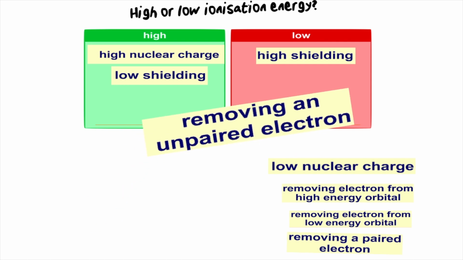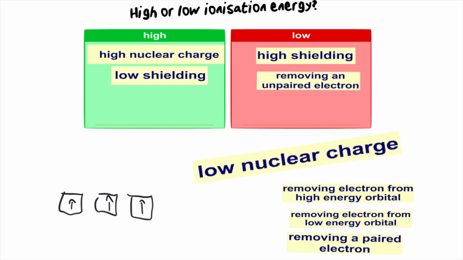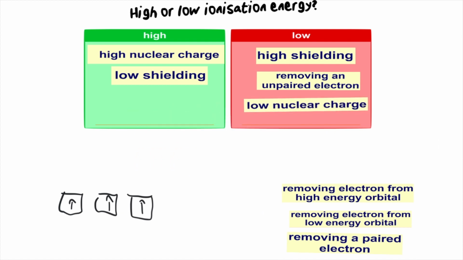Removing unpaired electrons, just like those of phosphorus: if the electrons are unpaired, that would make it more difficult for us to pull electrons away, so that would increase the ionization energy. Lower nuclear charge would decrease the ionization energy as well. So I should have put this one here.